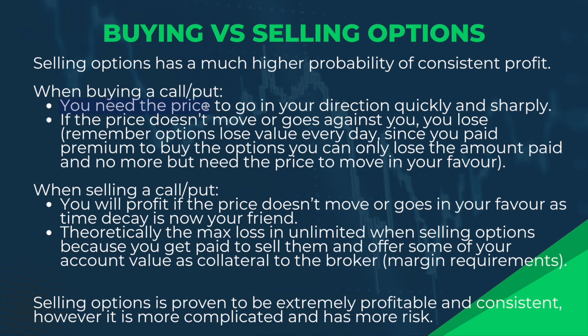Now, why do you need the price to go in your direction quickly and sharply? Because, as we remember, options lose value over time, which is theta. So if the price doesn't move in your direction quickly enough when you buy options, then you run the risk of losing value, because the options just lose value towards expiration. Well, basically what it means is, if the price doesn't move or goes against you, you will lose, right?